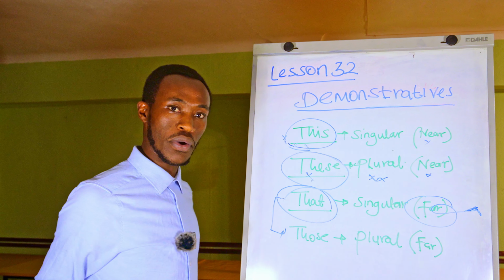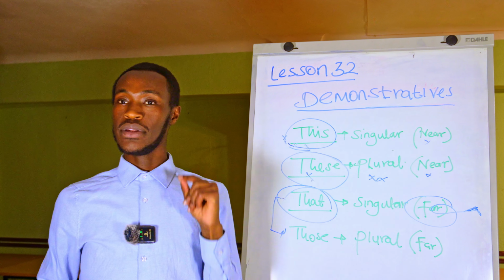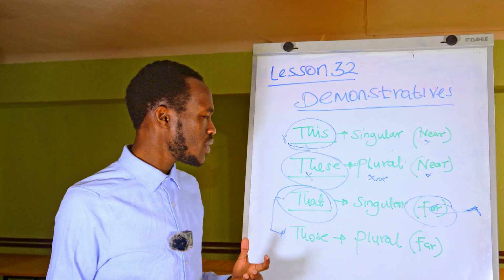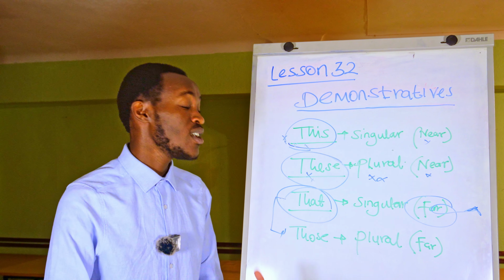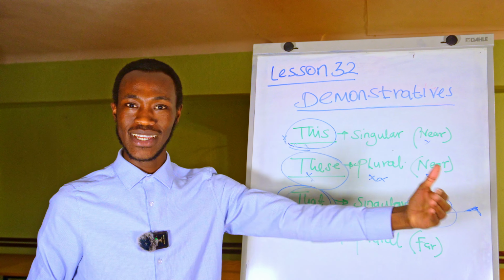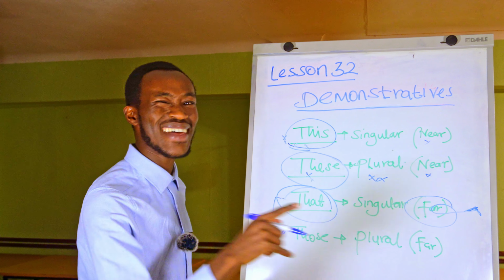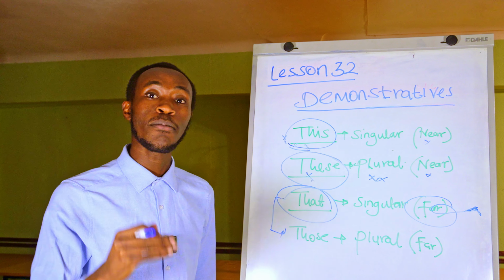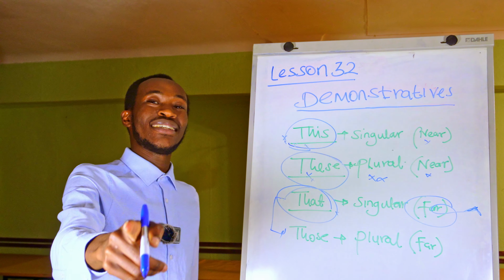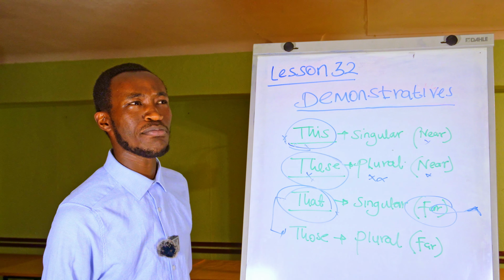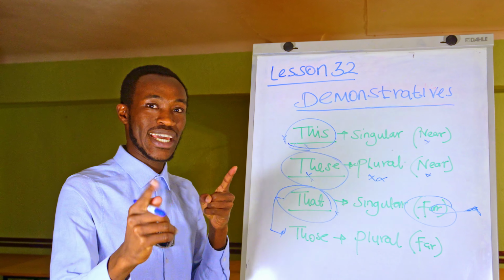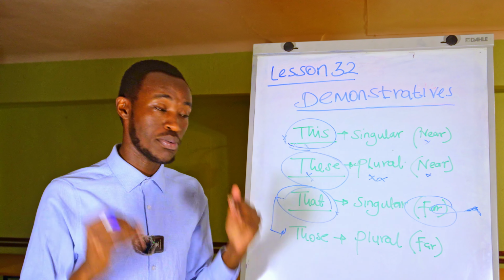That boy, that apple, that tree, that man. Now the proximity has changed from near to far, something that is far away. You are demonstrating something that is far away from you. Let's say, for example, you're saying a ball. That ball. It's far away from your proximity.